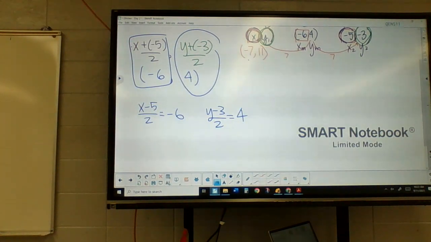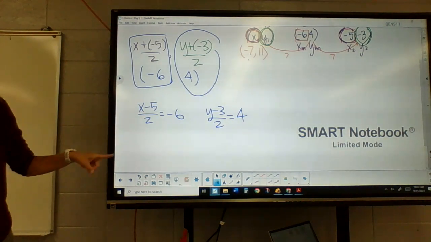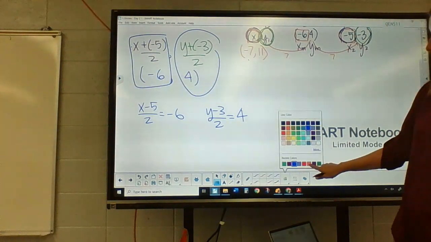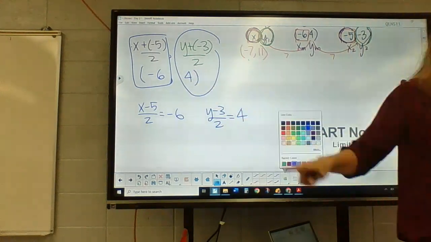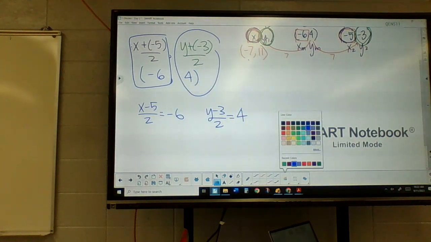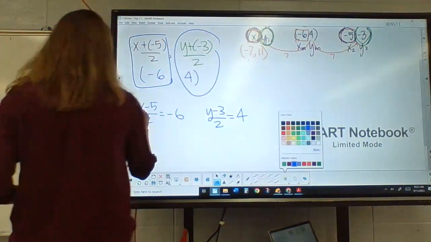Last week I did a warm-up question with you guys that asked you to solve problems that look like this. Do you remember what we did to solve this? Didn't you divide by 2 on both sides? We said dividing by 2 is a little bit of a pain because there'd be fractions then. So what could we do instead of dividing by 2? We're going to multiply by 2. We're going to get rid of that 2.